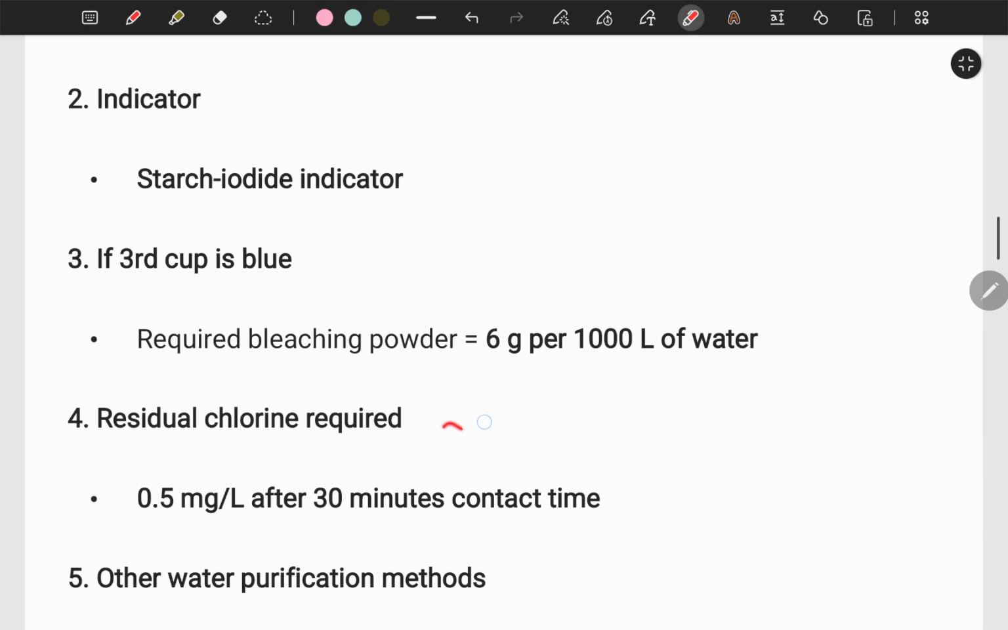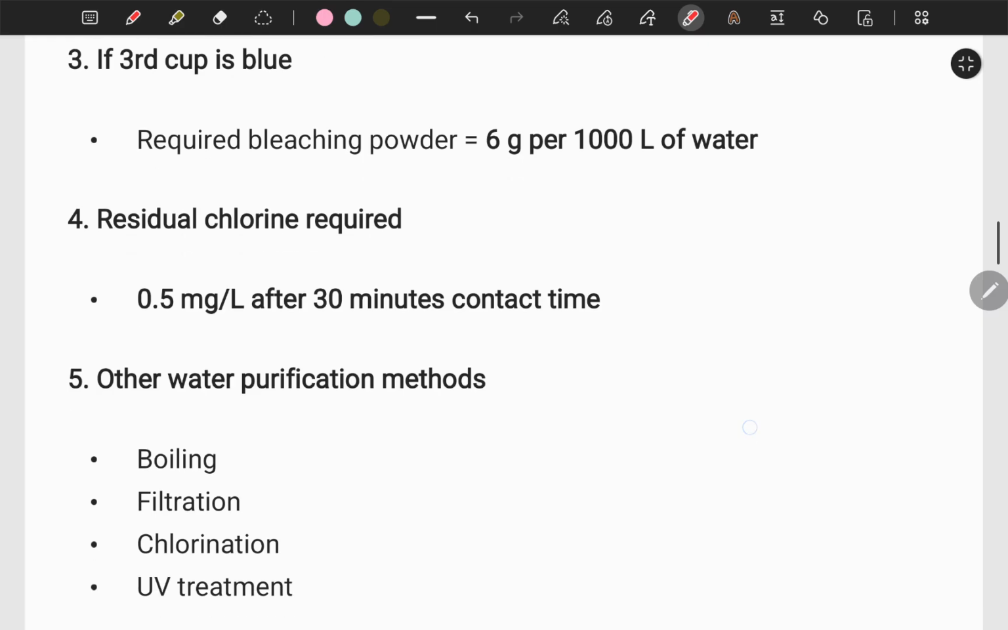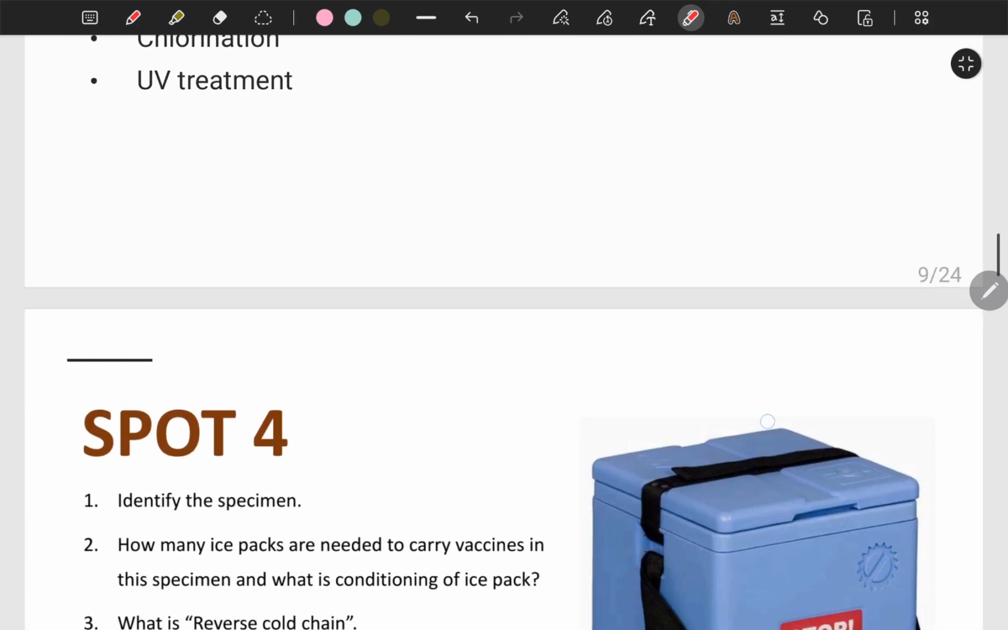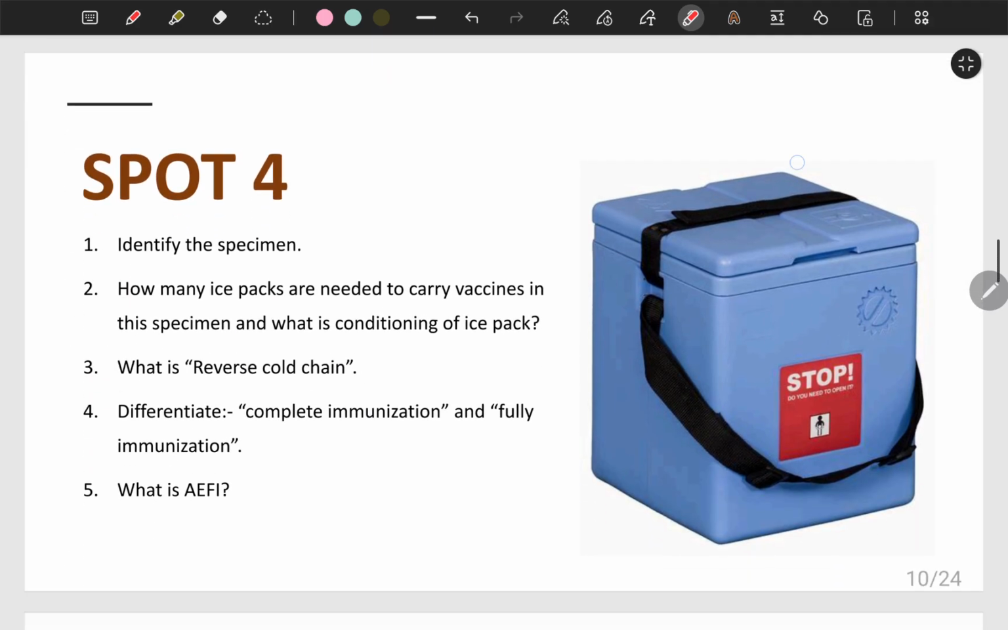What is the residual chlorine required? It was asked. So it is 0.5 mg per liter after 30 minutes of contact period or contact time. What are the other water purification methods? Simple, like boiling, filtration, chlorination, UV treatment. Okay. Moving to the next spot.